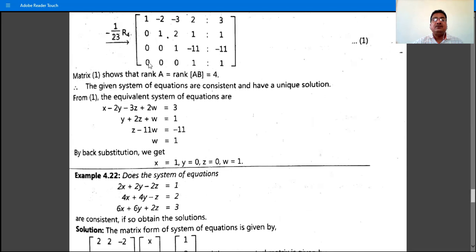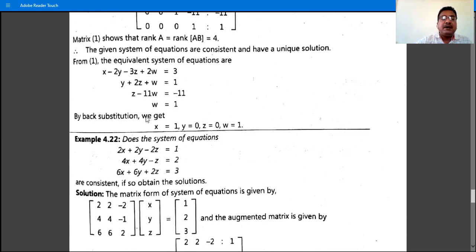And the last equation is: 0 into x is 0, 0 into y is 0, 0 into z is 0, and 1 into w is equal to 1. So we have the four equations. Then by back substitution, we have the values of x, y, z, w as 1, 1, 0, and 1. But back substitution means what? w is 1, substitute w as 1 in the above equation.